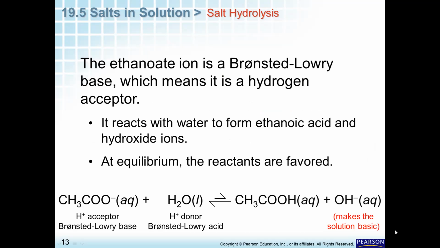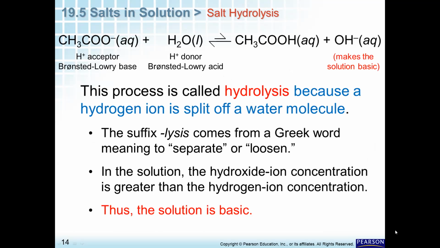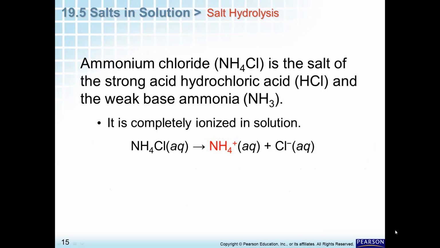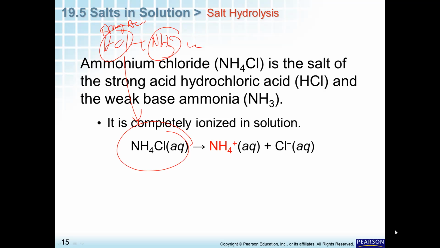Now, we are doing hydrolysis because of the hydrogen ion split from the water. That is what happened in the case of the basic solution. Now we're going to look at ammonium chloride, which is this one. This has been formed from hydrochloric acid plus ammonia. What is hydrochloric acid? That is a strong acid, and ammonia is a weak base.